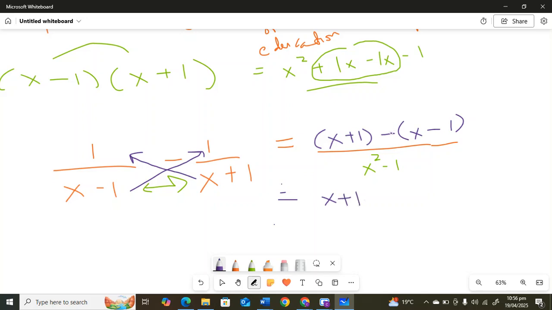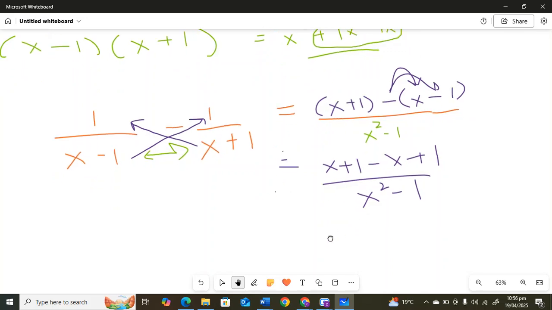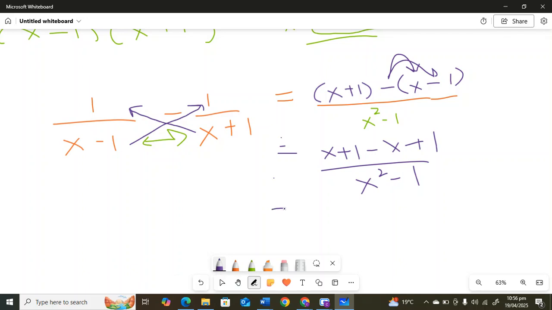Now, whenever there's a negative sign before a bracket like this, distribute the negative. Negative 1 times x, negative x. Negative 1 times negative 1, that's positive 1. Grouping like terms together, x minus x, 0. 1 plus 1, 2. So I get 2 over x squared minus 1. Are we okay with this, colleagues?